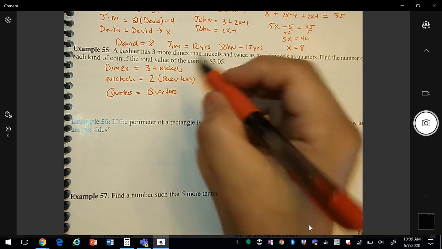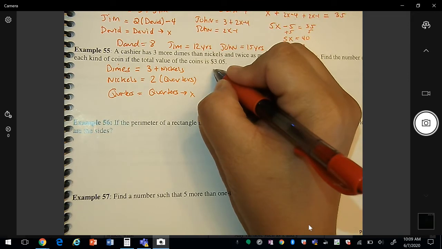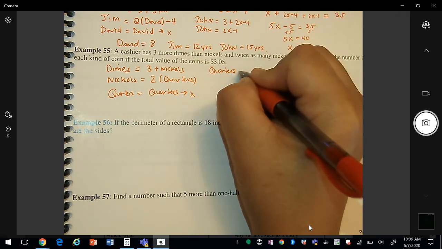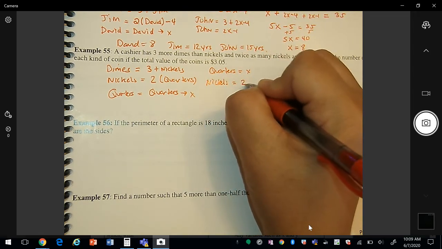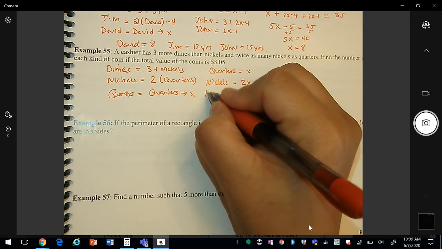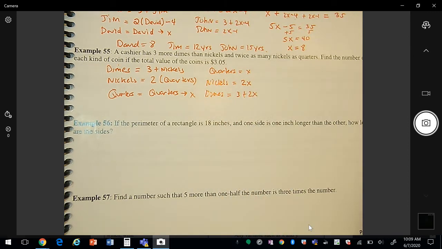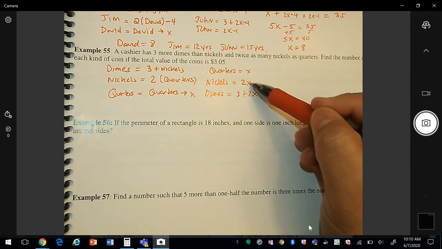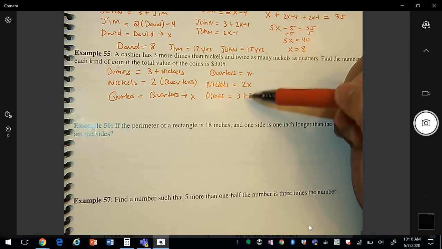Okay, so if we let quarters equal x, then for the quarters, let's write it as x. The nickels would be twice the quarters, so we can call it 2x. And then the dimes would be 3 plus the nickels, 2x. Now the thing here with money is that they have different values, so this x does not represent the same. It's representing the quantity, but we still need to determine the value of each of these quantities.